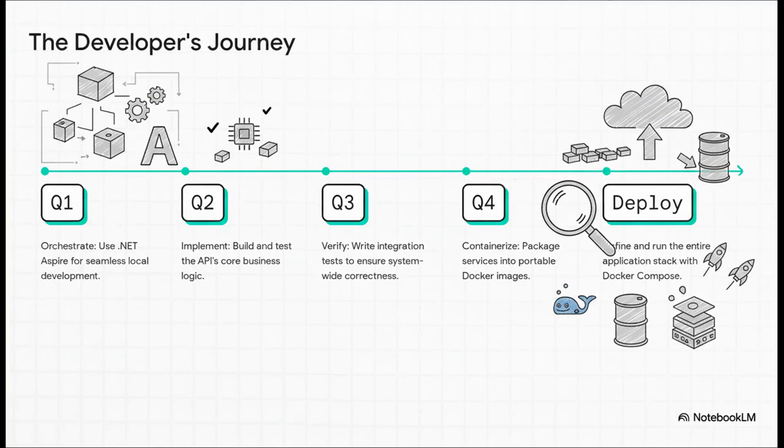First, we orchestrate our local setup with Aspire to make life easy. Then, we implement the actual features. After that, we verify that the whole system works with integration tests. Then comes the packaging. We containerize each service into a portable Docker image. And finally, the grand finale. We define and deploy the entire application stack with Docker Compose. See how it all fits together?